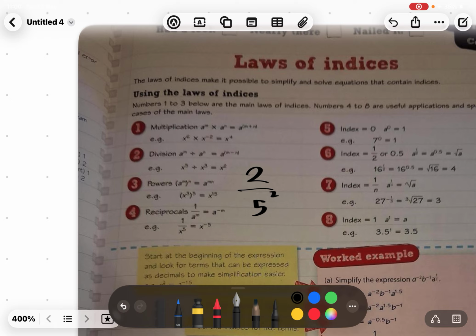5 to the power of negative 2. Okay, and it equals 1 over 25. What if I do 1 over 5 to the power of 2? Well, I assume it should be something like that. Well, that's basically this law.